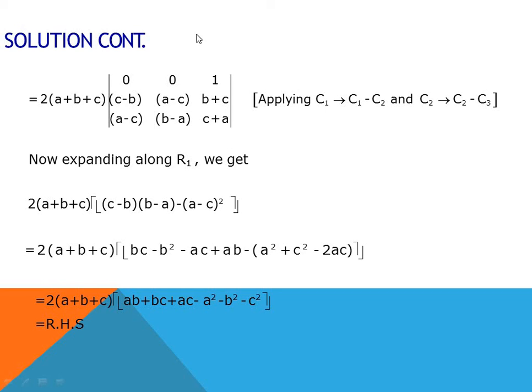So the determinant will be converted into 0, 0, 1, c minus b, a minus c, b plus c, a minus c, b minus a and c plus a. It is very easy to solve this determinant across the first row. So if we solve the determinant across the first row, you will get the value as c minus b into a minus b minus a minus c the whole square. So finally you will get this value, and once you expand this formula, you will get the required value, which is equal to RHS.